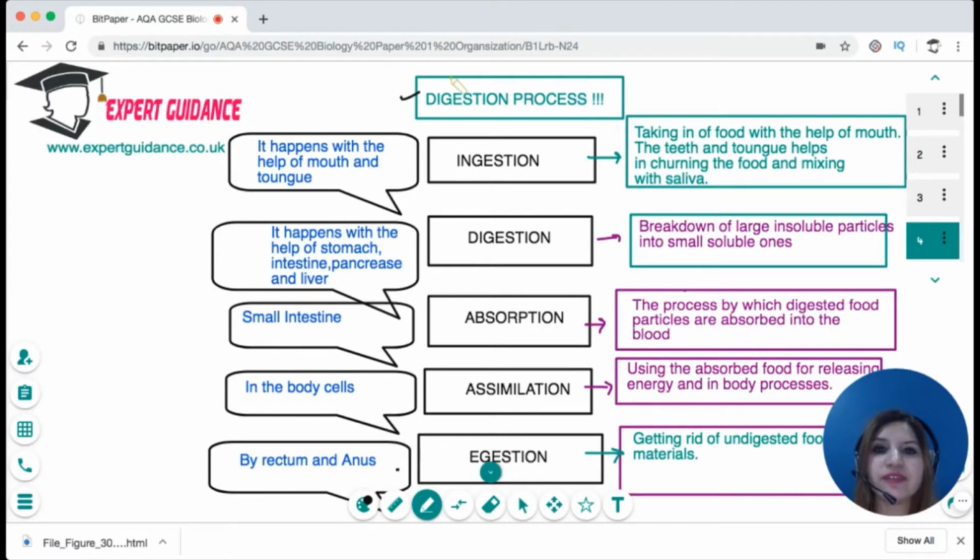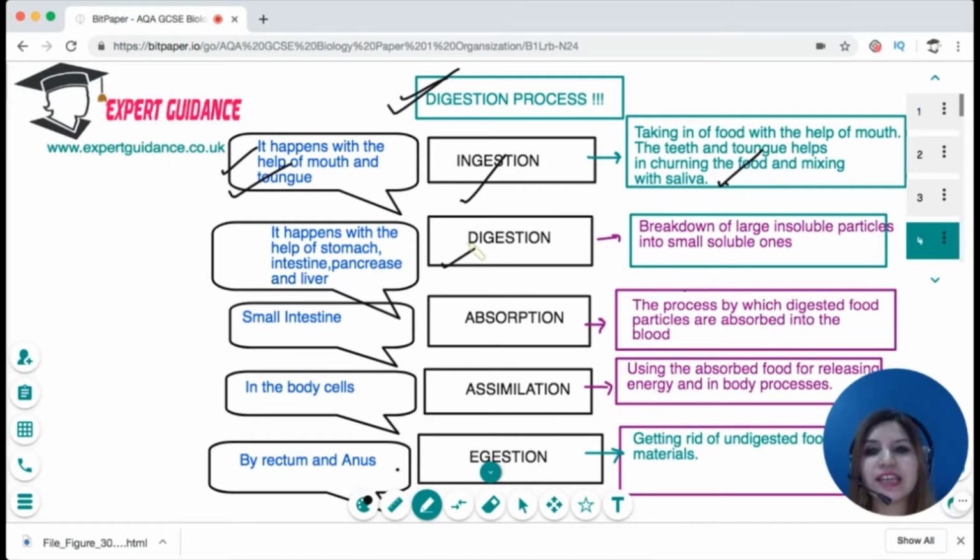If you see this, we can break the digestion process into 5 stages. One is ingestion. Ingestion is the taking in of food. It happens with the help of the mouth and the tongue. The food is churned, so mechanical digestion takes place, and the food is mixed with the saliva.